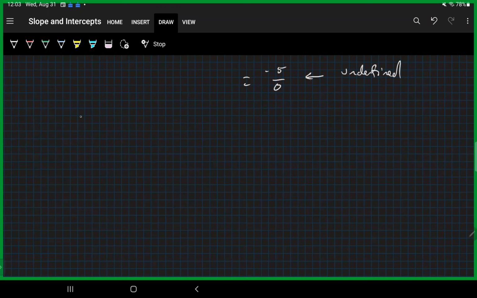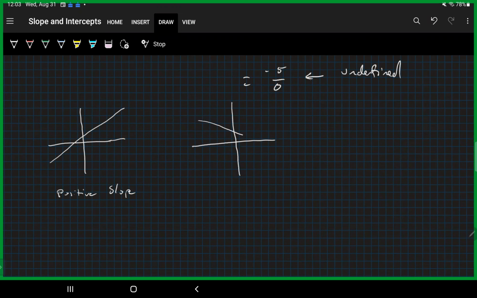So here's some rough pictures. A positive slope moves up as I go from left to right. So positive slope. A negative slope goes down as I go left to right. So if you're looking at graphs of lines and you notice that things are going up as they go to the right, then that line has a positive slope. If it's going down as it goes from left to right, that's a negative slope.